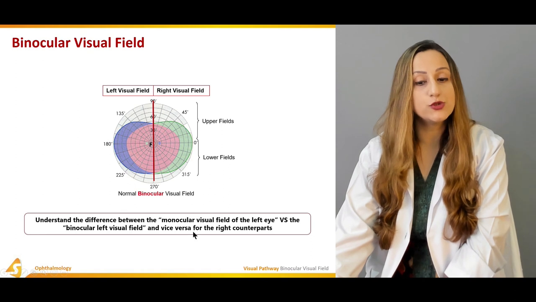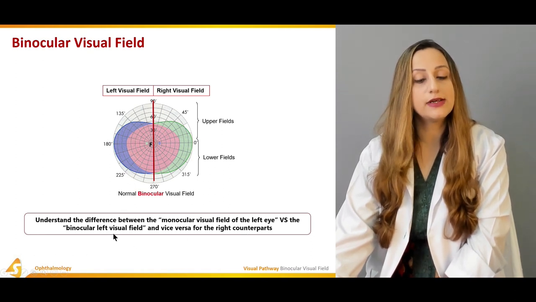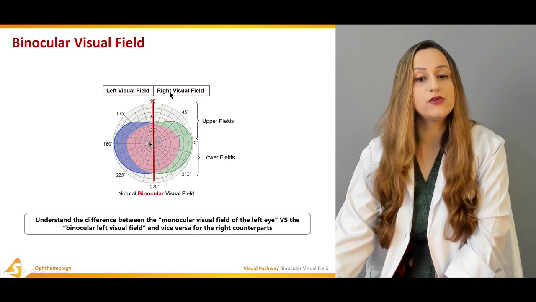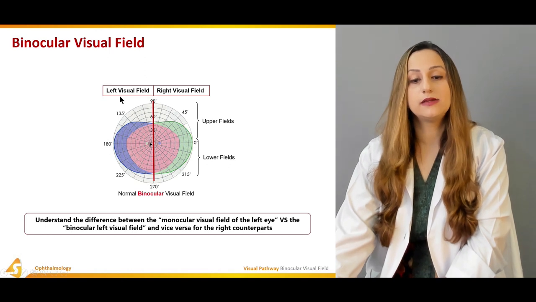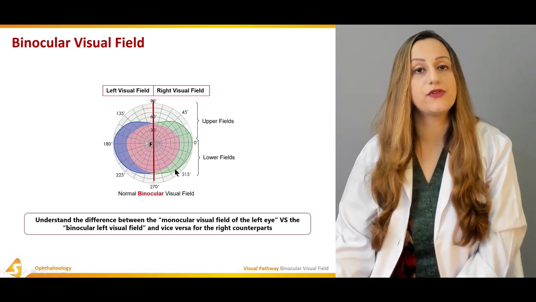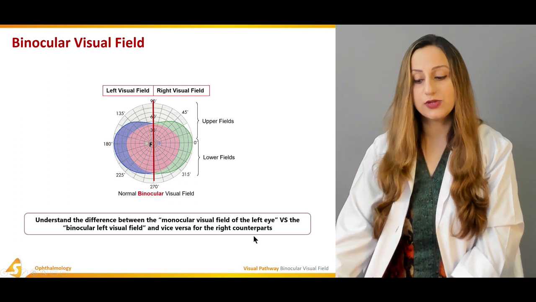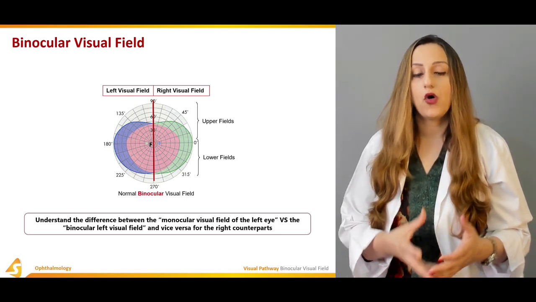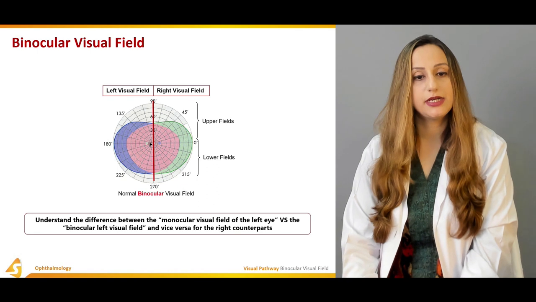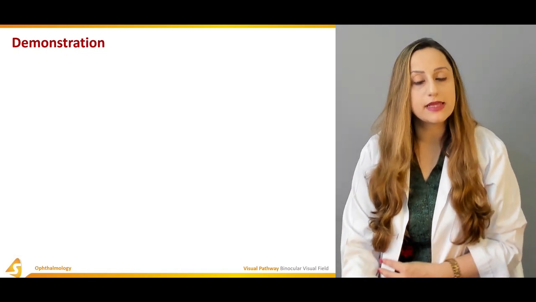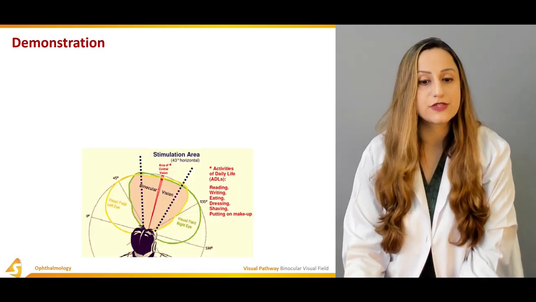Understand the difference between the monocular visual field of the left eye versus the binocular left visual field, and vice versa for the right counterparts. So this is the right visual field on the Amsler grid chart, and this is the left visual field on the Amsler grid chart. These are the upper fields of the right and the left respectively, and these are the lower fields of the right and the left vision respectively. So this is showing an Amsler grid chart focusing on the binocular visual field in the particular patient we are talking about. The demonstration is quite easy. Again, we have the manual testing methods and the automated testing methods for this phenomenon.